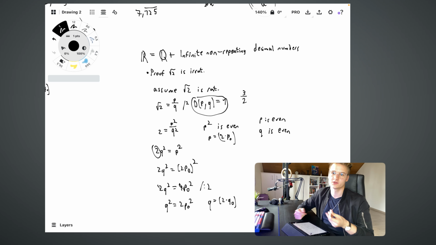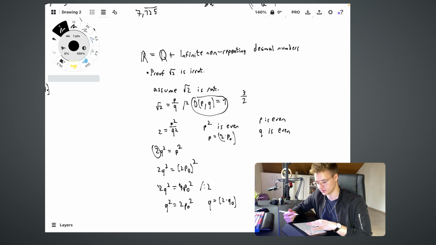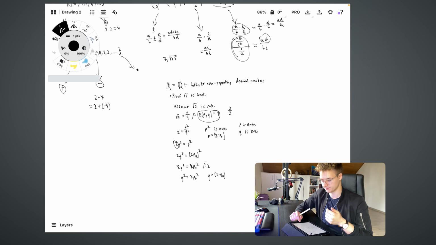And fun fact, in ancient Greece, Pythagoras basically had a student that showed this proof to him, and Pythagoras ordered his guards to basically kill him because he couldn't believe that such an ugly number existed. So that's a bit of a history lesson.